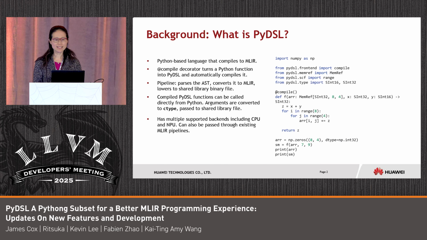So background, PyDSL is a Python-based DSL that generates MLIR. It achieves so via the add-compile decorator, where it grabs out the Python AST for the function f, and it passes the AST along with the Python context structure to the PyDSL compile method. The compile method walks the AST and generates the corresponding MLIR, and further, it lowers the MLIR into an object file. The object file can be executed by passing NumPy arrays as inputs to it. Currently, we support CPU and Huawei's NPU Ascend target.